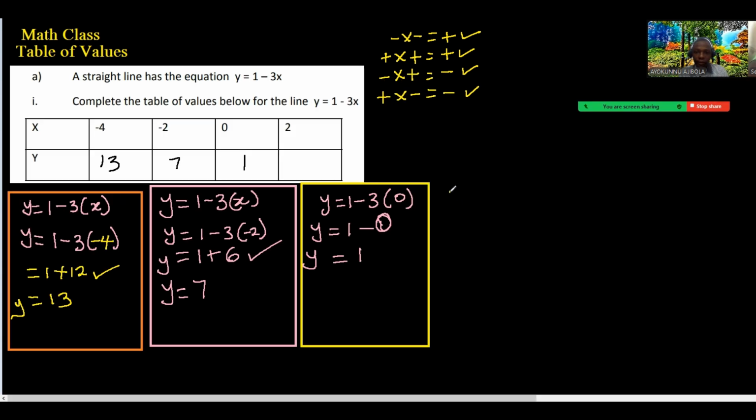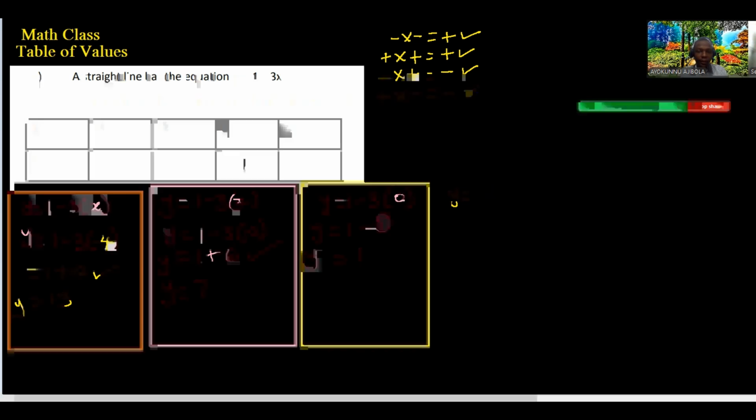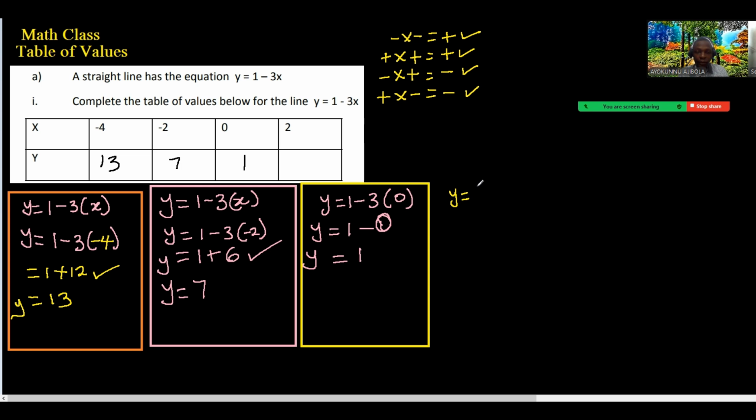Y equals 1 minus 3, which equals x, and y equals 1. Wait a minute. You don't rush things if you want to explain. Y equal to what? Y is not 1 minus 3, but 1 minus 3x. Say that. Y is 1 minus 3x, not 1 minus 3. Say it again. Y equals 1 minus 3x.